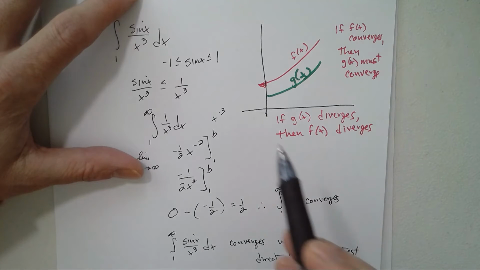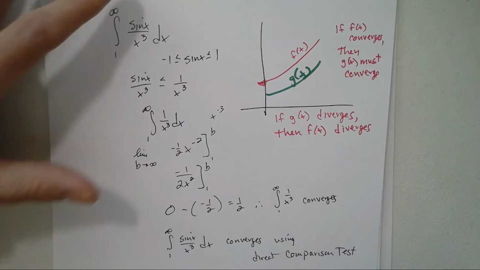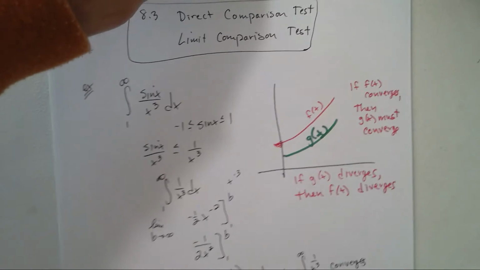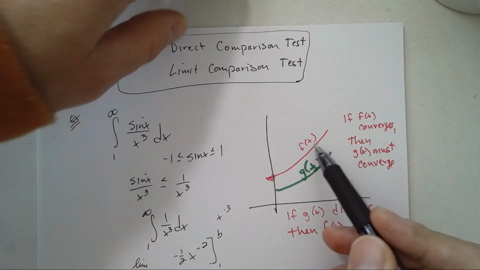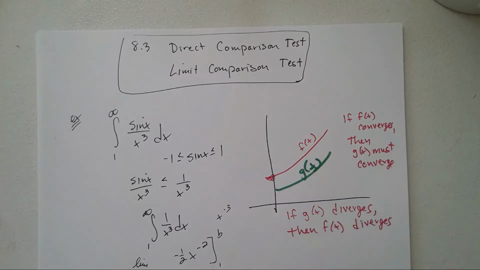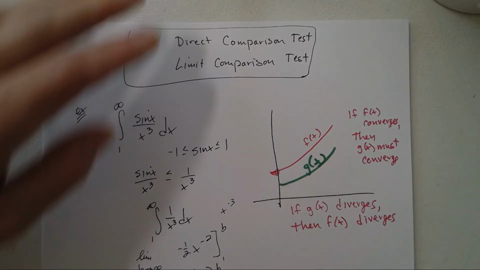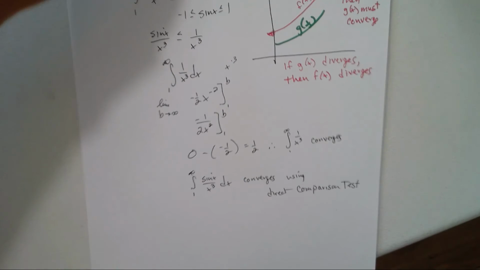So the logic sometimes can be confusing. The expression you compare it to isn't always easy to find, and it doesn't always work out because it might diverge when it's bigger, and so on. Okay, so in conclusion, sometimes you have to use the direct comparison test.